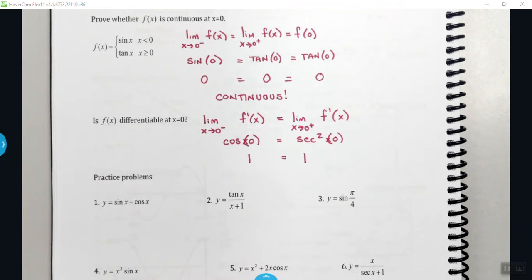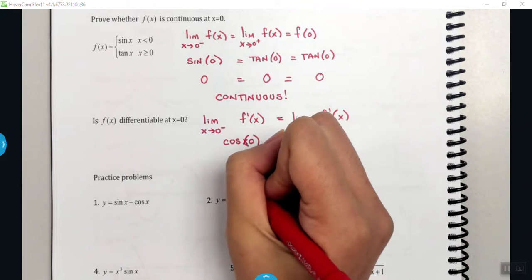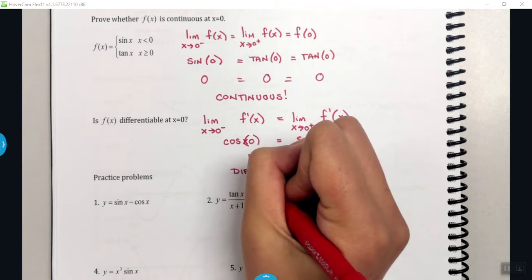Secant is the reciprocal of cosine. If cosine is 1, then secant will be 1. 1 equals 1. Differentiable. Yay.